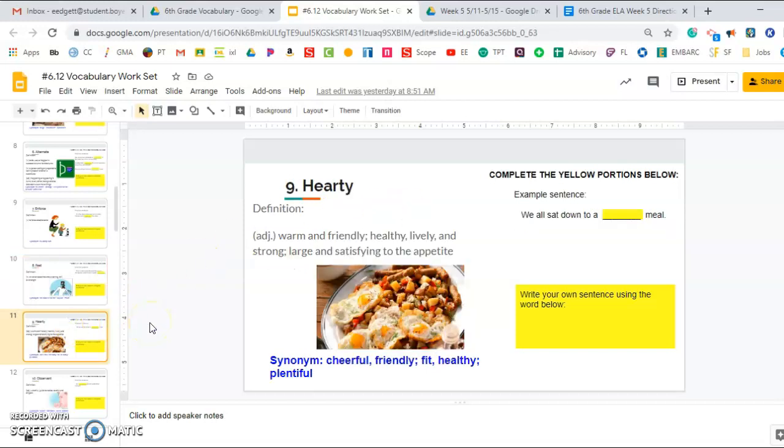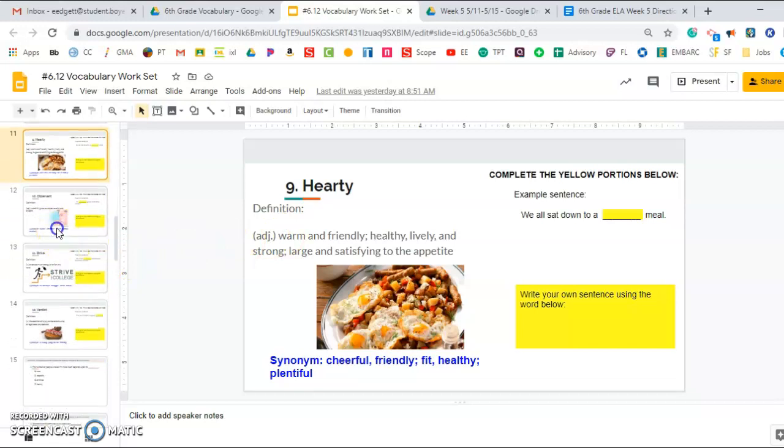Number 9, hearty. Hearty is an adjective, so we describe things with this word. Hearty means it's warm and friendly, it's healthy, lively, and strong, or it's large and satisfying to the appetite. So this picture, that's a hearty meal. That is going to fill you and satisfy your belly. We all sat down to a hearty meal. You might describe a person as hearty if they're really warm and friendly. If you think of a person who's always kind, outgoing, there for you, cheerful, friendly, you could describe them as hearty.